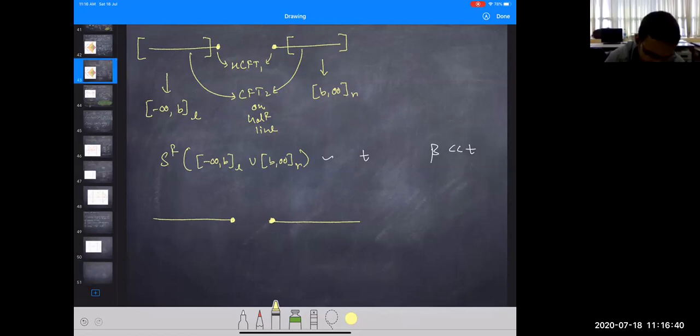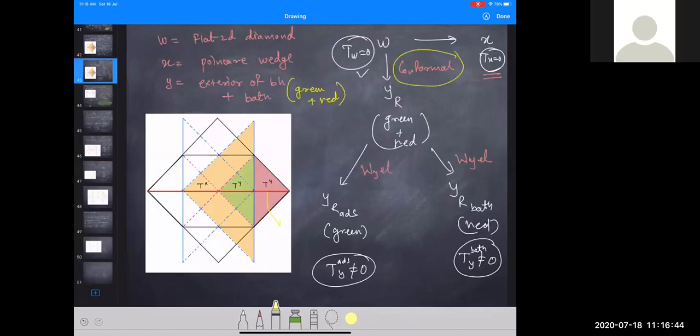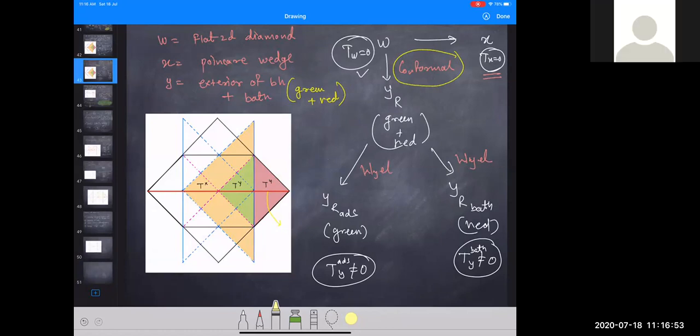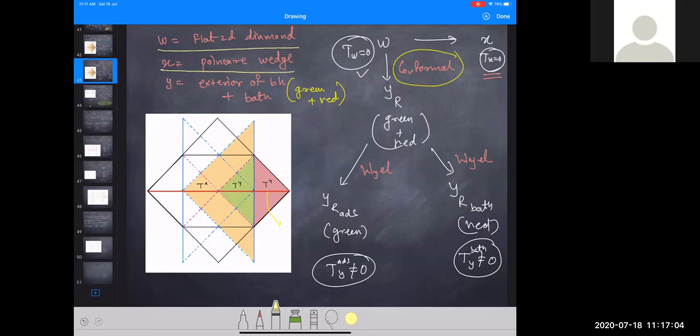Let me again try to tell you what coordinates are what. So in the green patch, the time coordinate in the green patch, that's y0, what I'm calling. Oh, right. W is the whole 2D flat diamond. X is the Poincare wedge, and Y is the exterior of the black hole plus bath. Okay.